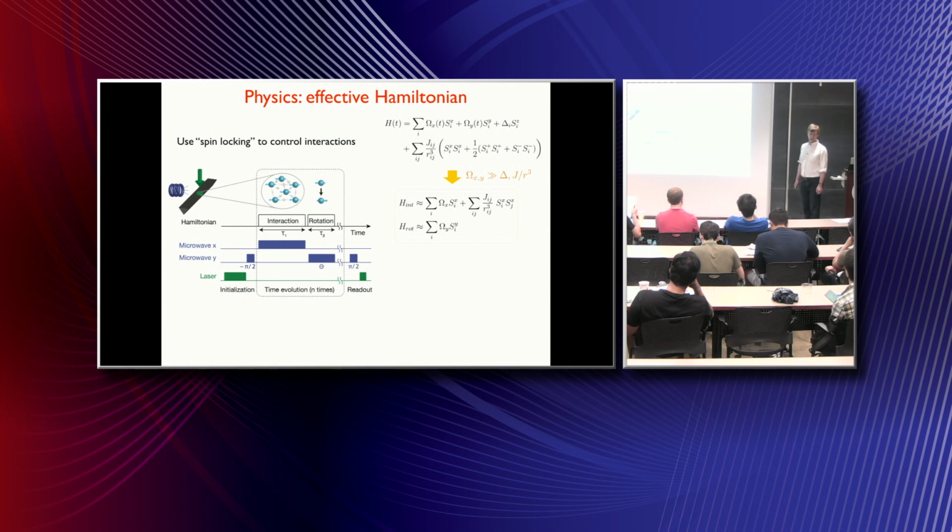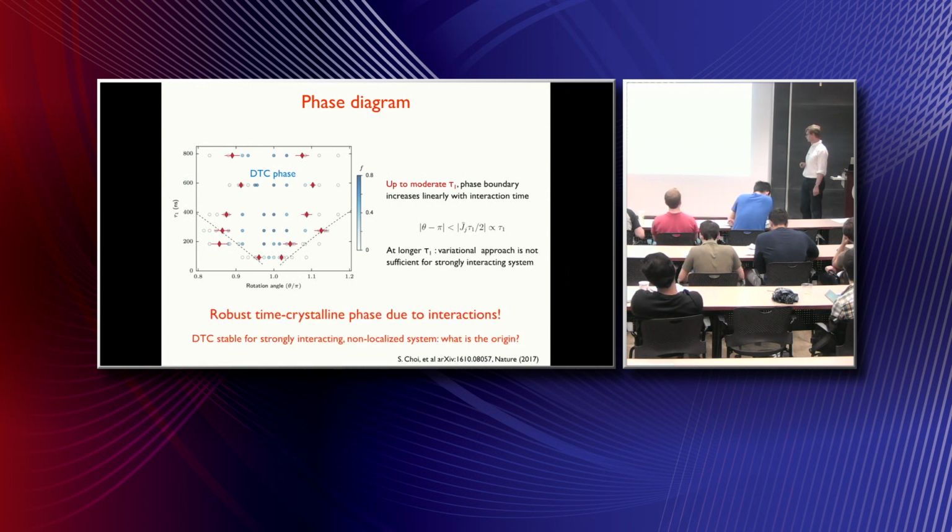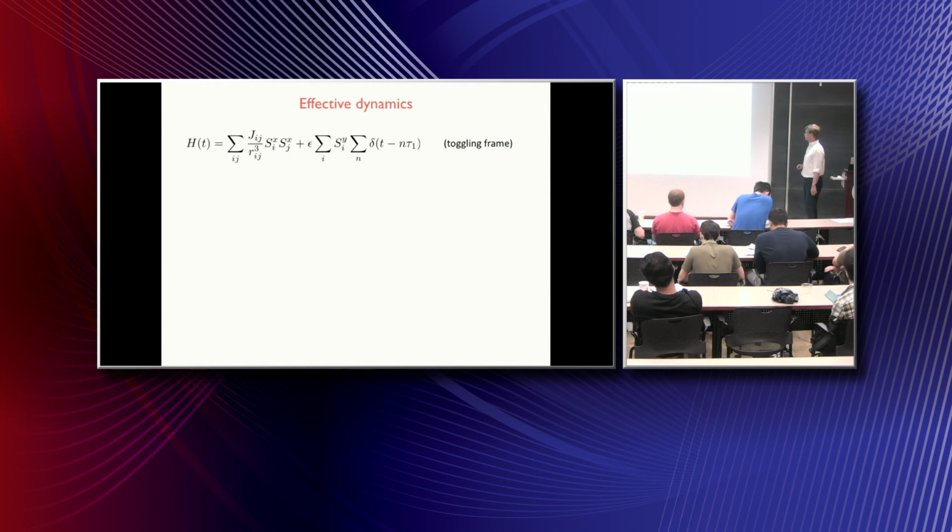All right, so let me then go on and try to explain what's going on in this part of the phase diagram. In order to do that, we actually need to derive the dynamics of our system. So we will go now to the so-called toggling frame.